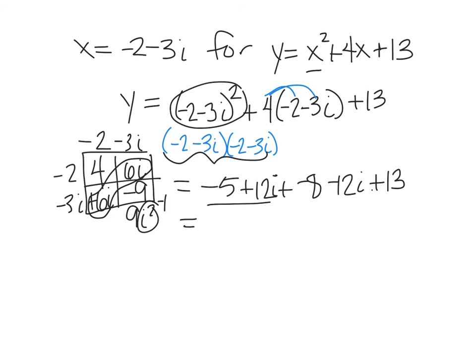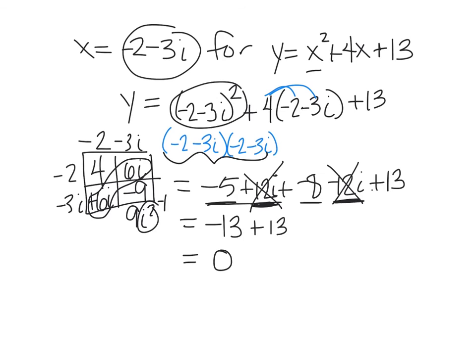So I can put things together. I have a negative 5 and a negative 8, that's negative 13. I have plus 12i right here and a minus 12i right here. That's kind of nice, those cancel out. They zero pair, right? And then I have a plus 13 at the end, and negative 13 plus 13 is 0. So remember what our goal is. Our goal is to take this number, plug it in for x, and if I get 0 at the end, then it means the number I just plugged in is a 0.